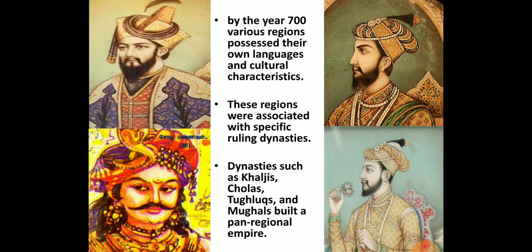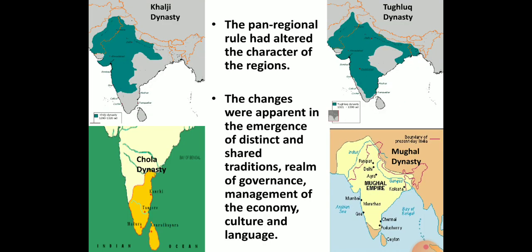Till the year 700, various regions possessed their own language and cultural characteristics. These regions were associated with specific ruling dynasties. Occasionally, dynasties such as Khaljis, Cholas, Tughlaqs, and Mughals built a pan-regional empire. Now, what is a pan-regional empire? It means an empire spreading over a vast area spanning diverse regions.